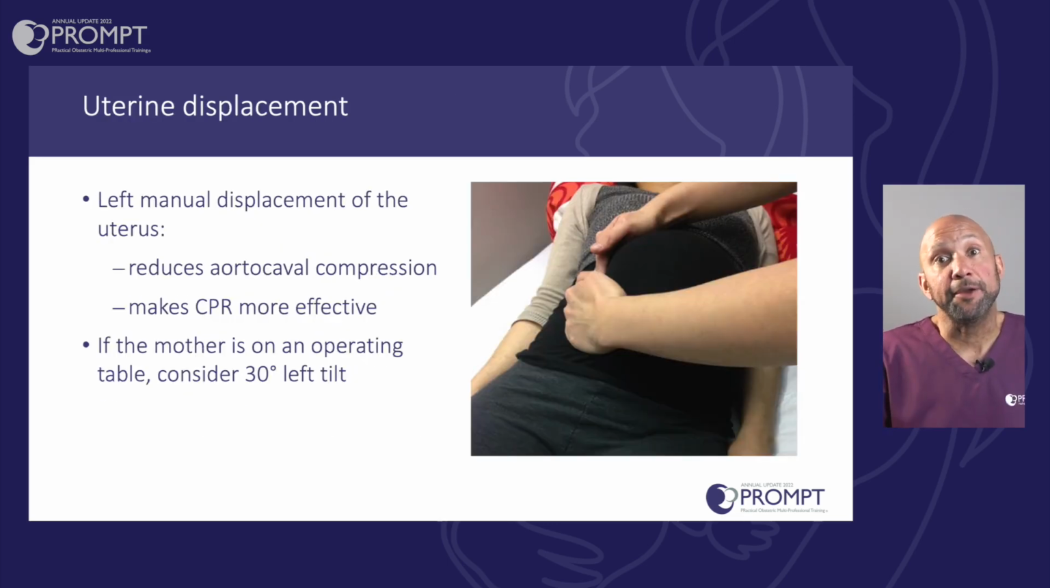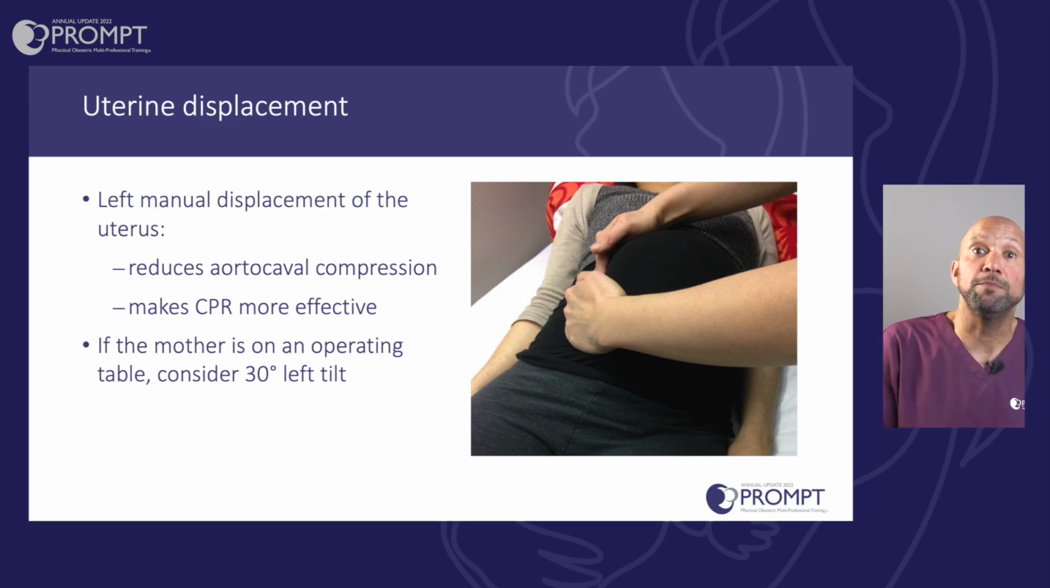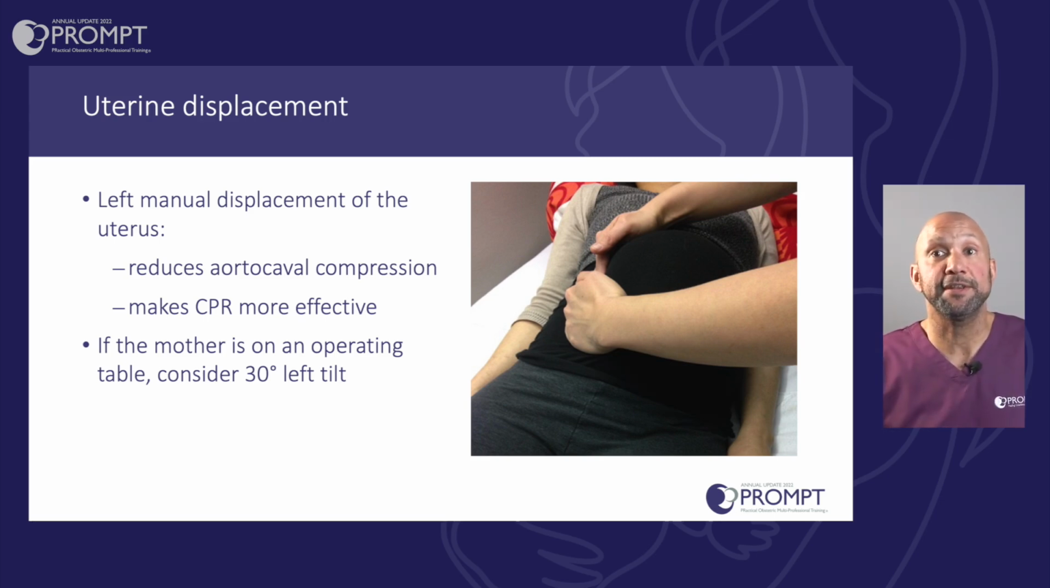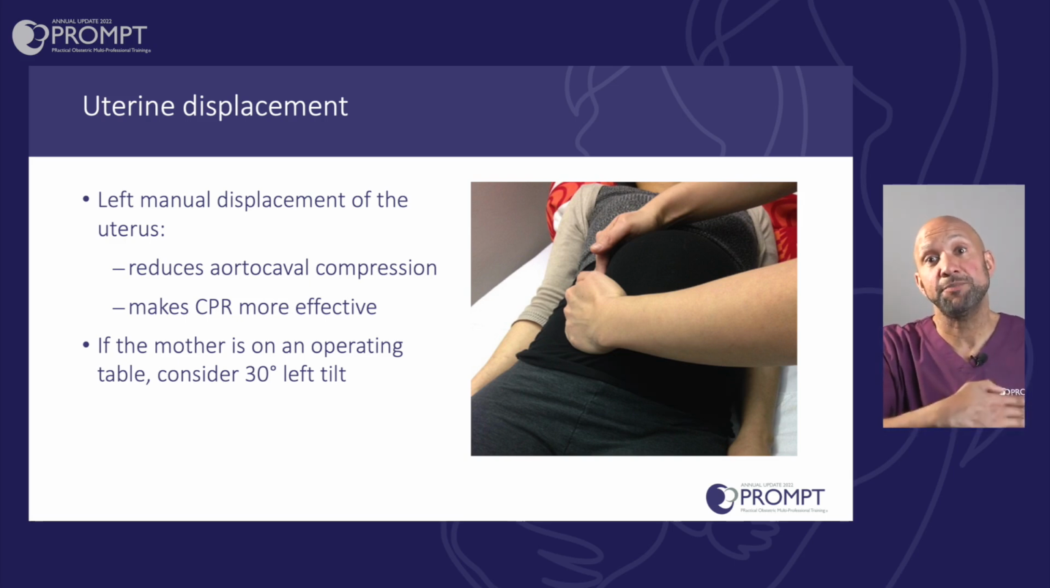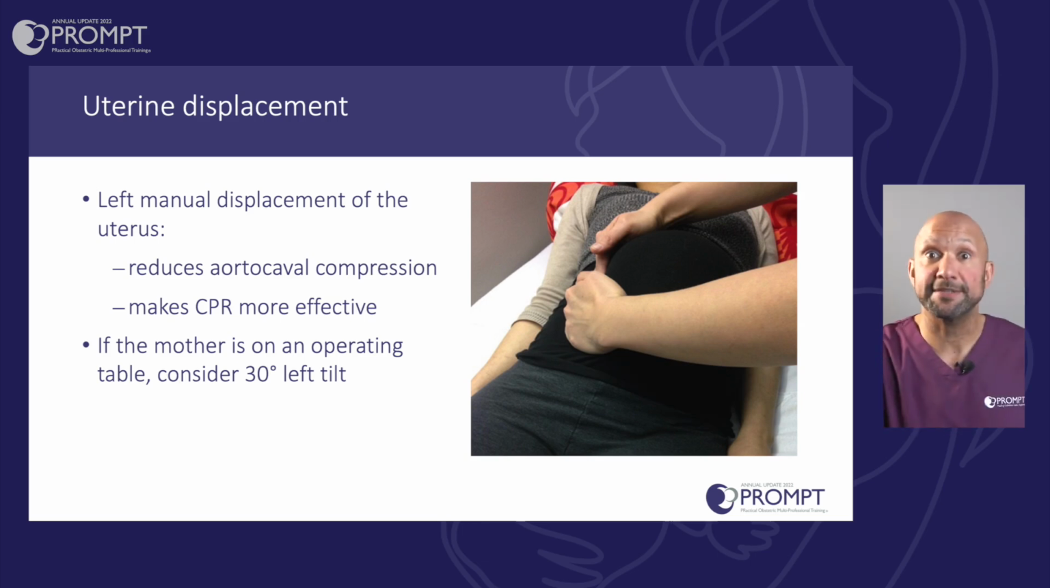So we see here a picture of well-applied uterine displacement. So you want to do manual displacement of the uterus to the left. This does take one person to do, but it does help the CPR become more effective. If the woman is on an operating table, you can consider tilting the table 30 degrees to the left. However, this might make chest compressions more difficult to do, and you do need to make sure that the woman does not slide off the table.